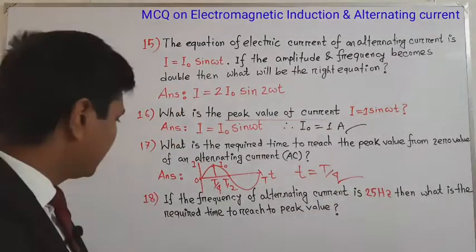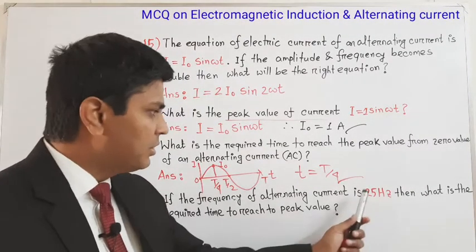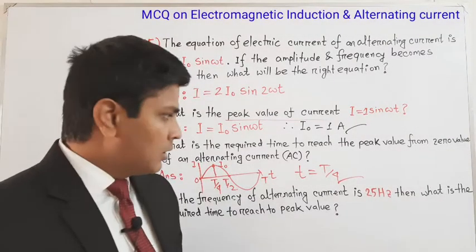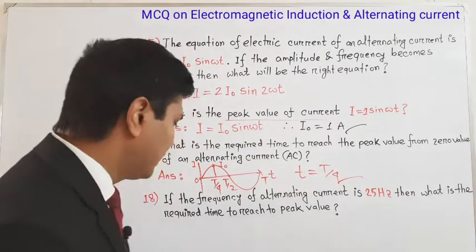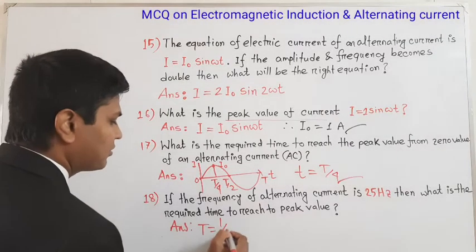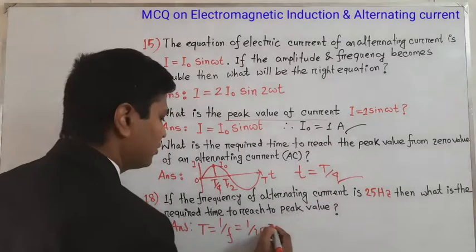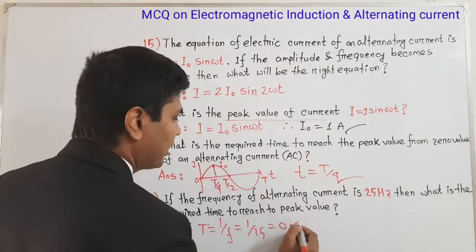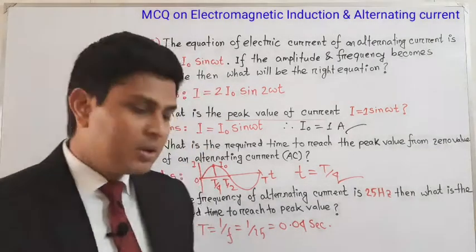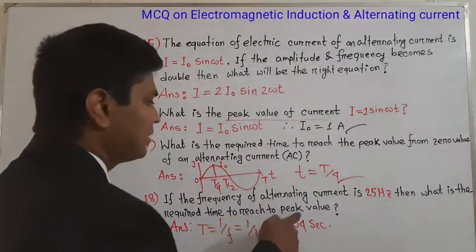Next, question number 18. The question is, if the frequency of an alternating current is 25 Hz, then what is the required time to reach the peak value? Here the frequency is given as 25 Hz, so we will get the time period, because we know the time period is the reciprocal of frequency. So if we put the value of frequency 25 Hz, 1 by 25, we will get 0.04 second.